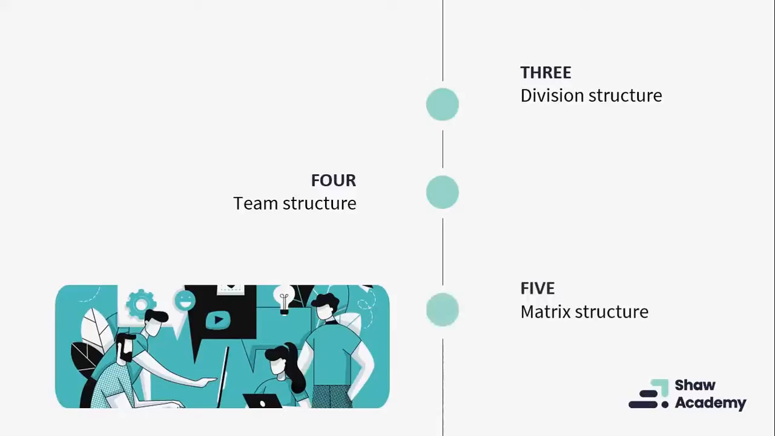A matrix structure is one that assigns specialists or different functional departments to work on one or more projects. In an organization, there may be different projects going on at the same time. Each specific project is assigned to a project manager, and the project manager has the duty of allocating the resources and getting different people to accomplish the project.